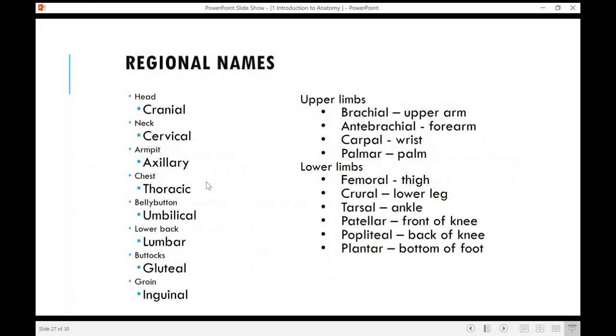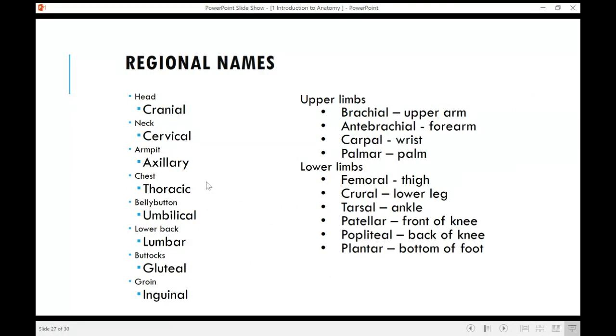So, some regional names. The head is also known as the cranial region. Everybody touch your head and say cranial. Touch your neck and say cervical. Touch your armpits and say axillary. Touch your chest and say thoracic. Touch your belly button and say umbilical. Touch your lower back, that's the lumbar. Touch your butt, it's called the gluteal. Your groin is the inguinal.